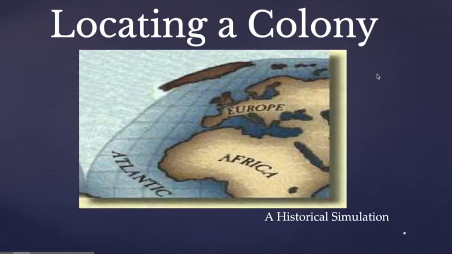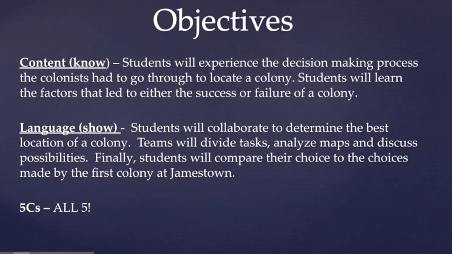In this activity, we are going to go through a historical simulation, and it's going to put you in the situation that the colonists were in as they came to the New World. It's called Locating a Colony, and the goal of this activity is for you to experience the decision-making process the colonists had to go through to locate a colony. You're going to learn the factors that led to either a success or failure of a colony.